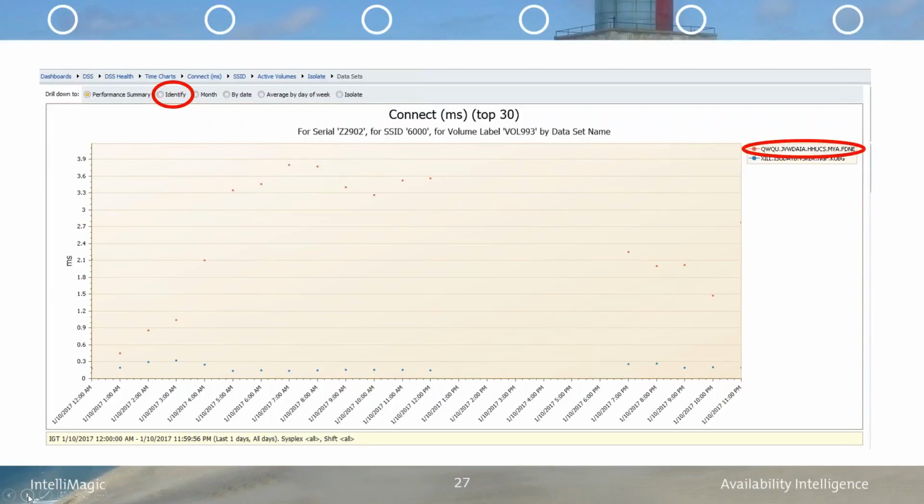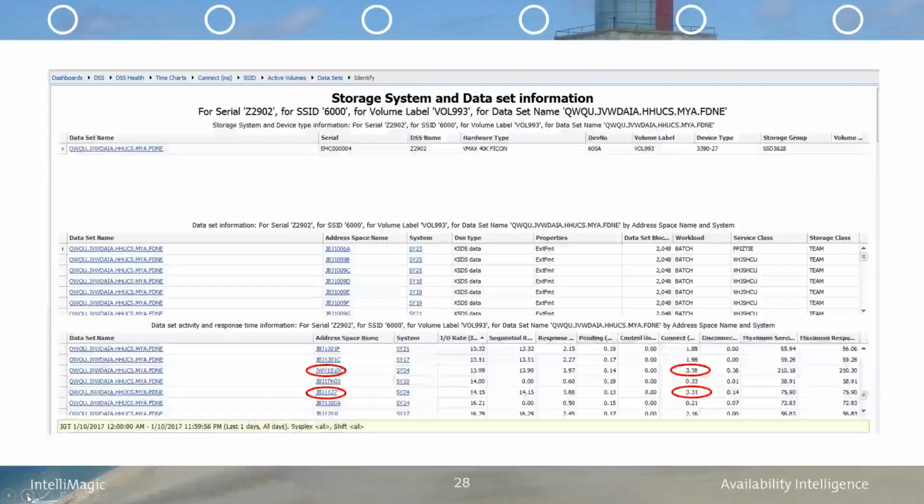From here, it would be nice to know more information about what's going on with this data set. So we can find out a lot more by using the identify drill down. So let's move to the next chart here. Okay, now the identify drill down provides a wealth of information about the volume and the data set. We find out that the volume is a 3990 mod 27. It's in the specific storage group SSD 3828. We find out that the data set in question is a KSDS data set in its extended format.